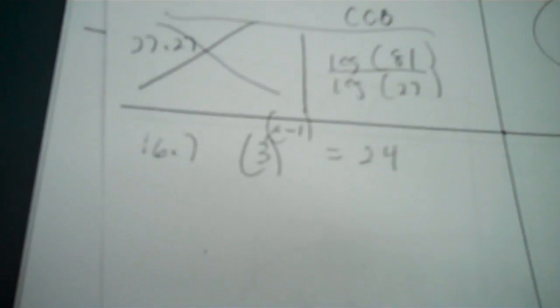Okay, next one again, you're solving for the exponent. The exponent's x minus 1 with a base of 3. So x minus 1, we got to figure out what power we have. Is it possible to multiply how many 3? 3 to the what power is 24. 9, 27, that's too high.